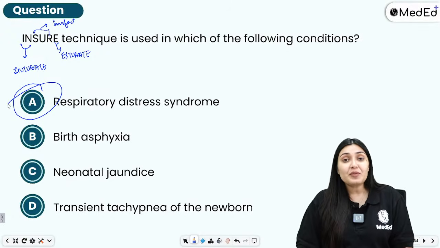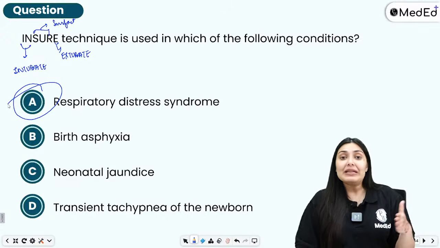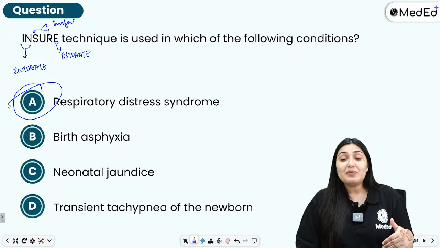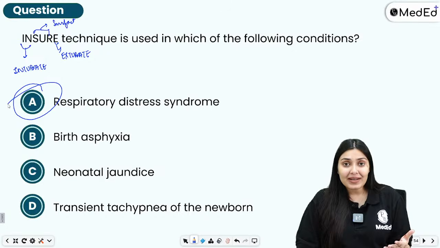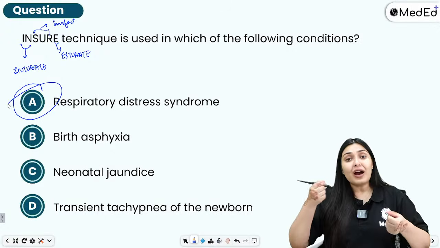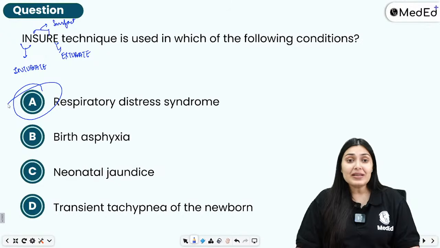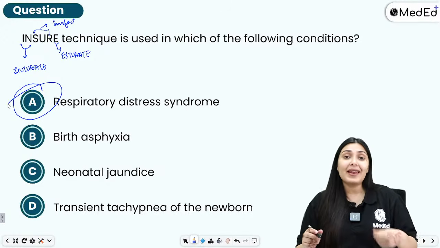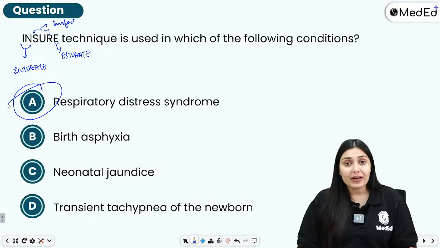What happens in respiratory distress syndrome? In preterm babies, there is lack of mature surfactant. So these babies are going to have respiratory distress at the time of birth. So we give artificial surfactant in these babies. We intubate the baby, give surfactant through that tube and then extubate. This is the INSURE technique, right?